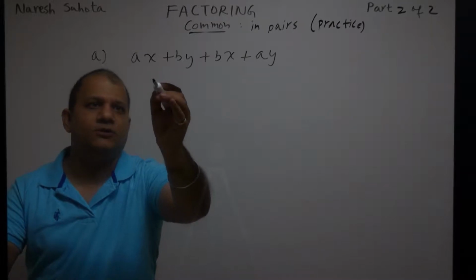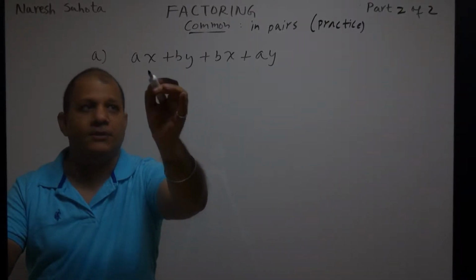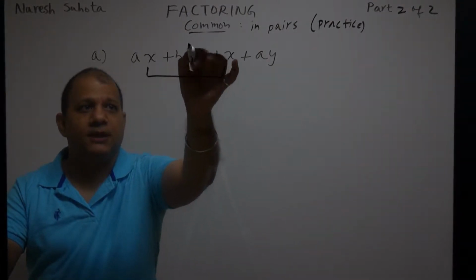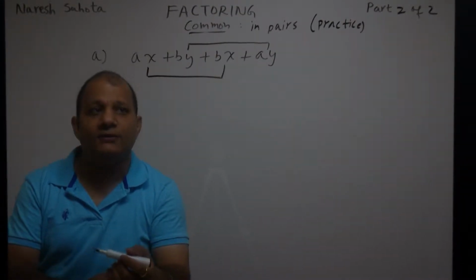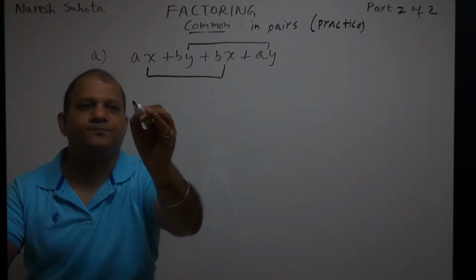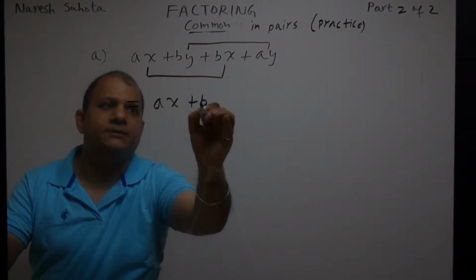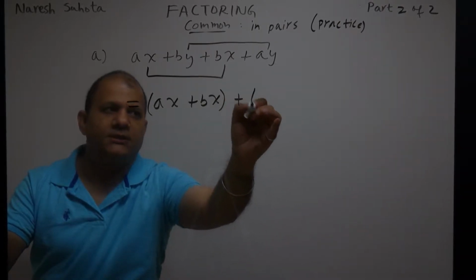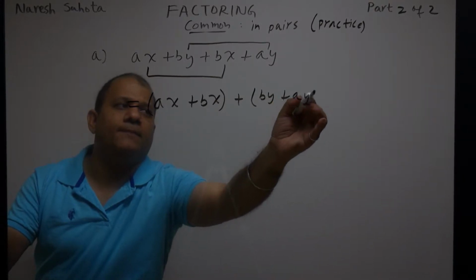The question is, which two terms do you want to pair? In this case, let's try. We can't group the first two because there's nothing common. So I can probably group these two because at least I've got x's in those, and I can group these. Try those, and if that doesn't work, then you can come back and choose different pairs. So then rewrite: ax plus bx, that's what we want to pair. And then we always want to have a plus sign in between. So now copy by plus ay.